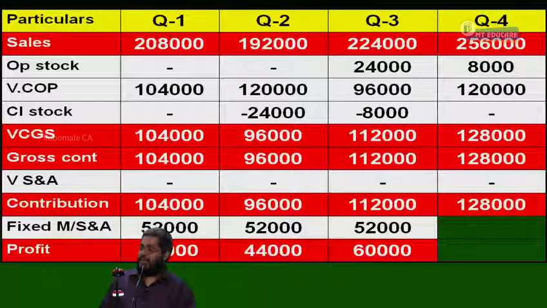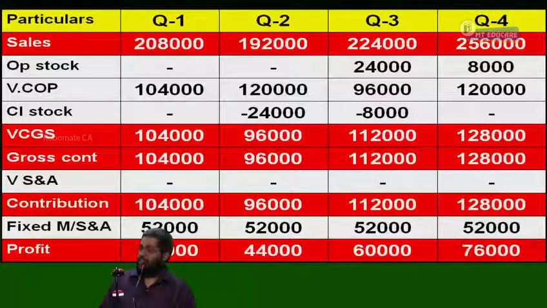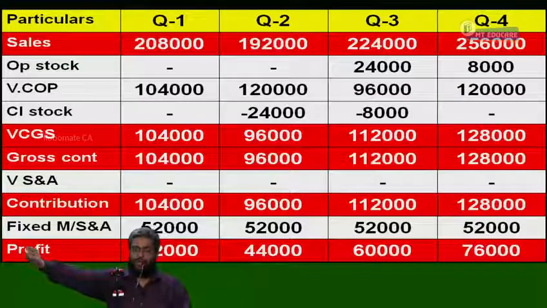What is fixed manufacturing administration selling expenses? 52,000. The profit is going to be 76,000. With this we have completed what system? Marginal costing system. 4 P&Ls are prepared for quarter 1, 2, 3 and 4. 4 periods profit has been computed. Same process we have to undergo for what system? Absorption costing system.